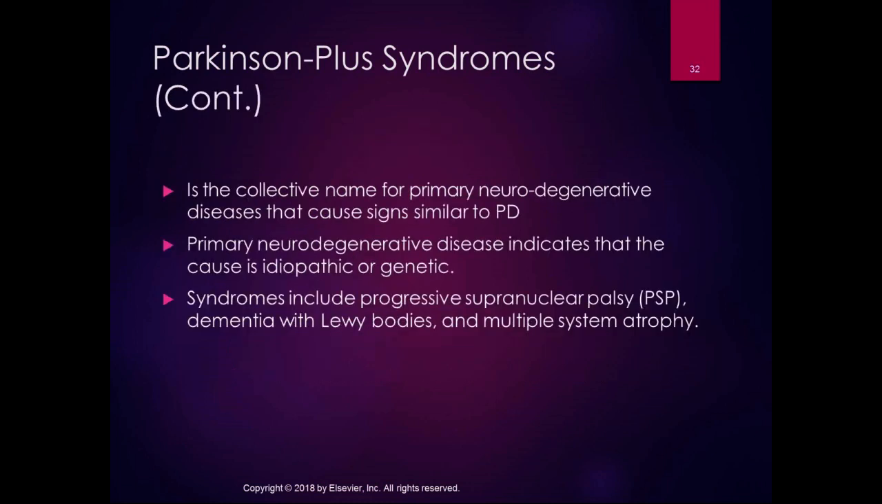So Parkinson's plus syndromes are primary neurodegenerative diseases that cause signs similar to PD. Usually the cause is idiopathic or genetic. Syndromes included in this are progressive supranuclear palsy, PSP, Lewy body dementia, and multiple system atrophy. There's also cortical brain dysfunction that is classified as a Parkinson's plus syndrome. And I've worked with people with PSP, Lewy body dementia, and multiple system atrophy.